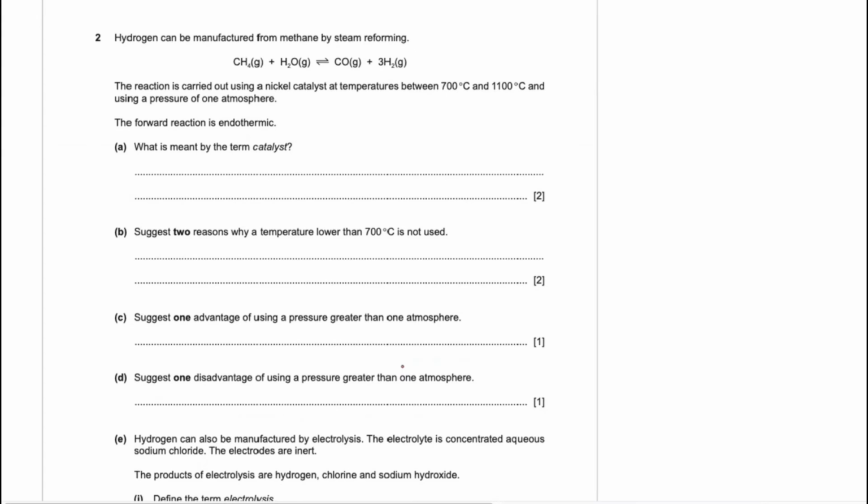Okay, so let's look at question two. Hydrogen can be manufactured from methane by steam reforming. Methane, CH4, plus steam gives carbon monoxide and hydrogen gas. Okay, we want to get the hydrogen gas. The reaction is carried out using a nickel catalyst at a temperature between 700 degrees Celsius and 1100 degrees Celsius and using a pressure of 1 atmosphere. The forward reaction is endothermic. So that means you should expect delta H to be a positive value. What value? We don't know.